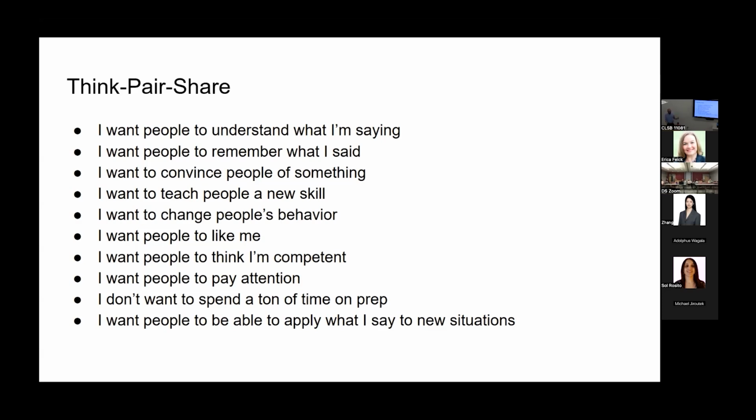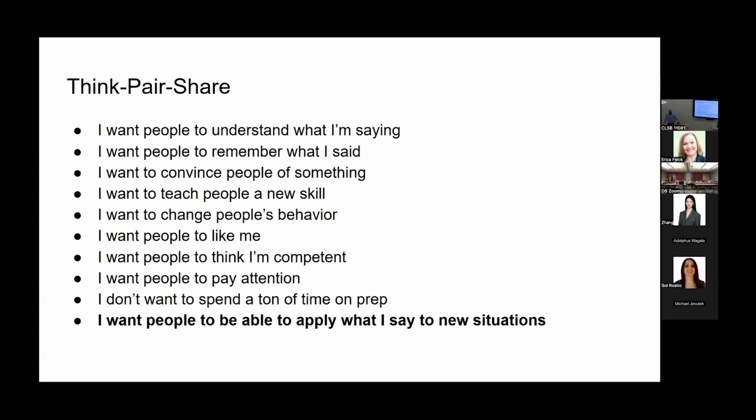Like I said, there's no right answer for whatever presentation you're going to give in the future. But for today, we are mainly going to be focusing on this last one, wanting people to be able to apply what you say to new situations. Part of the reason for that is that that was the outcome used in the research that I'm mainly going to be talking about, where the researchers were testing if the viewers of the presentation could then use that information in new scenarios that they had never seen before.